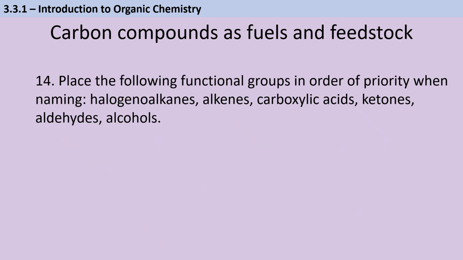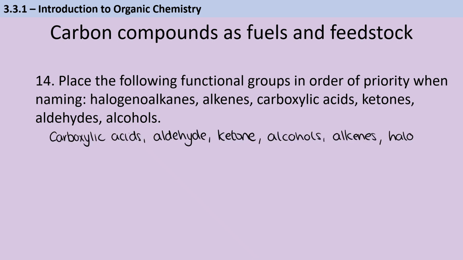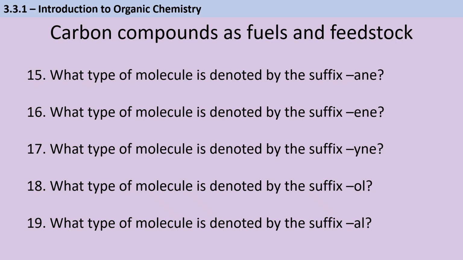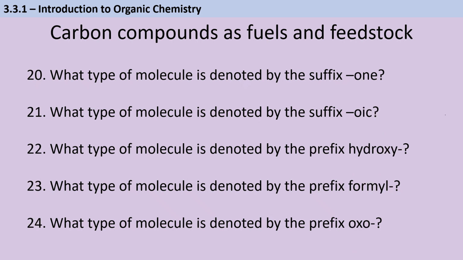When naming a particular compound, we need to be aware of the order of priority. So first up we have the carboxylic acids, followed by aldehyde, ketone, alcohols, alkenes, and finally halogen atoms. The suffix ane, like butane or decane, tells us we're dealing with an alkane, whereas ene shows us that it's an alkene, and ine shows us it's an alkyne. Ol is the suffix for an alcohol, whereas al is the suffix for an aldehyde. One is the suffix for a ketone, and oic tells us we're dealing with a carboxylic acid.